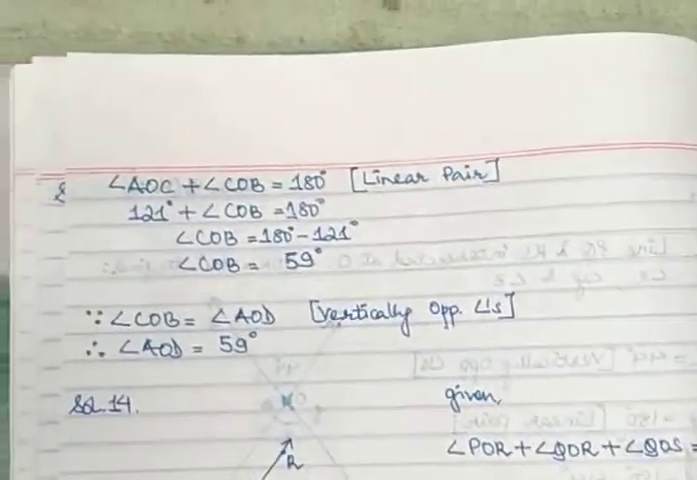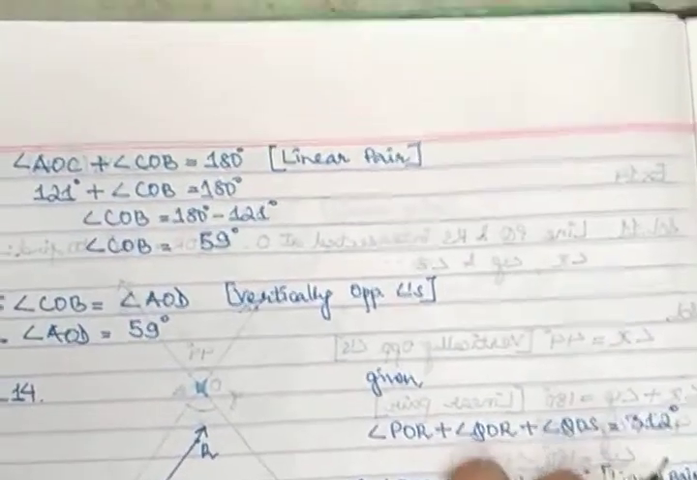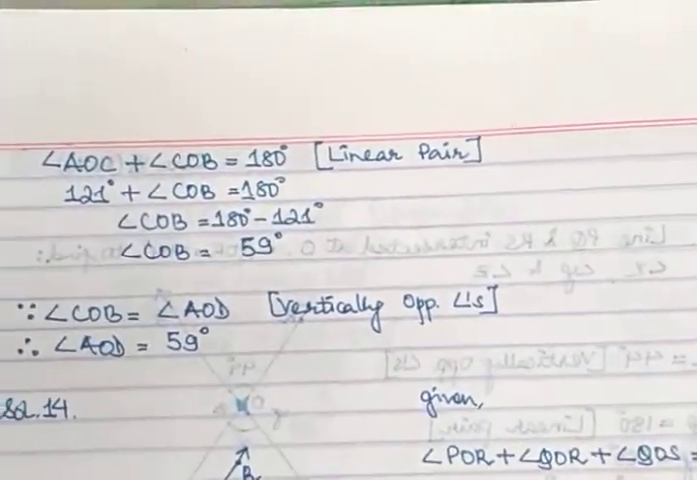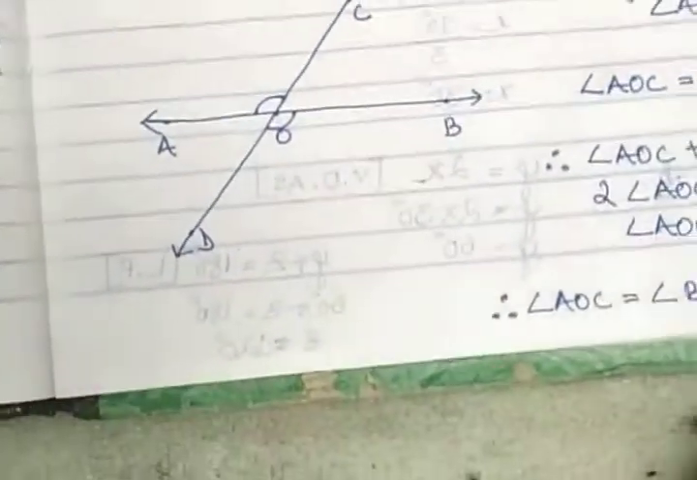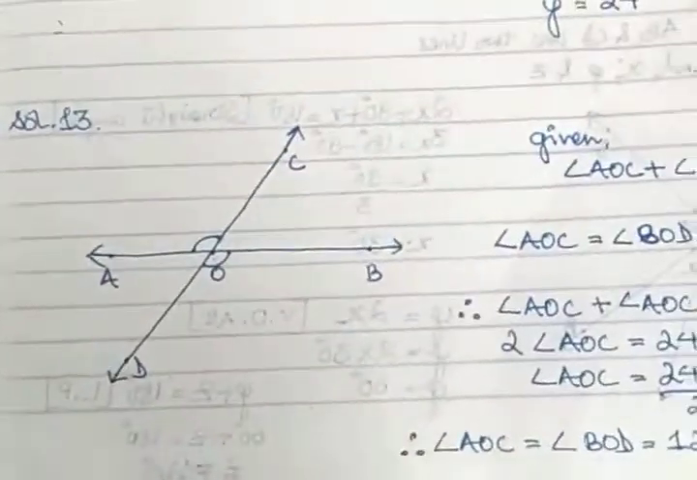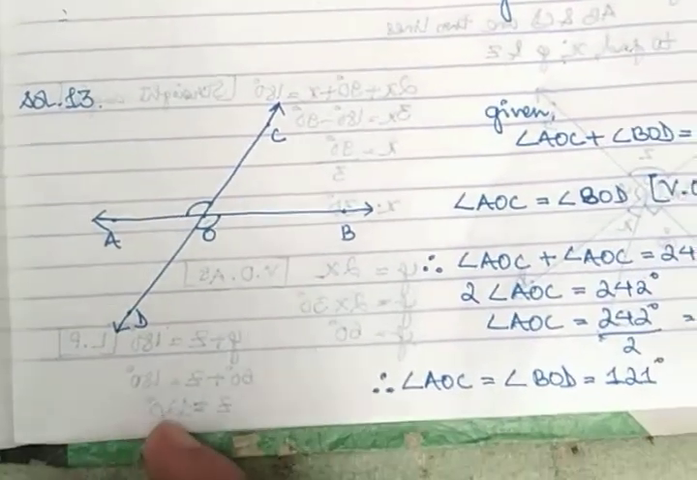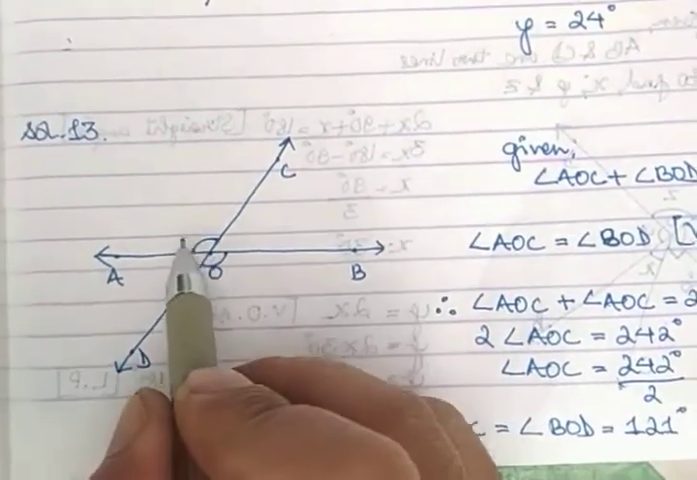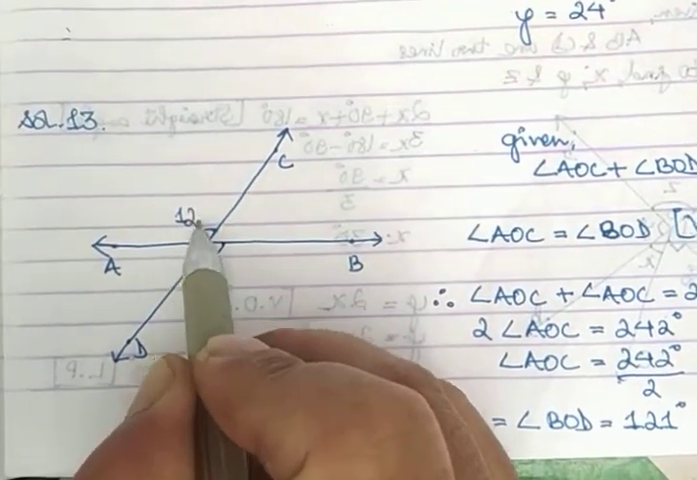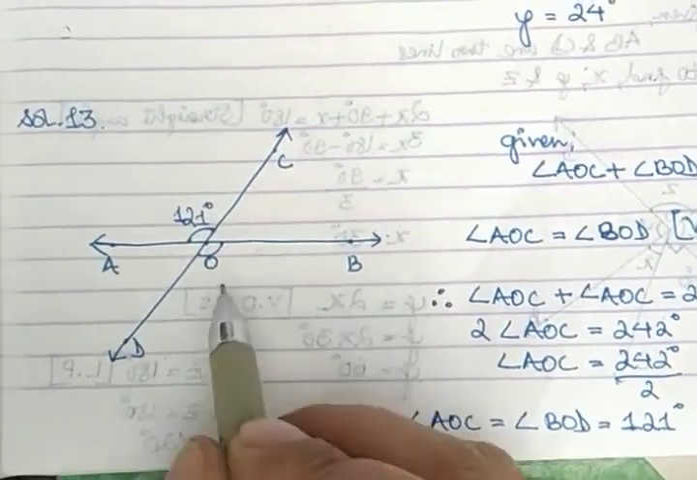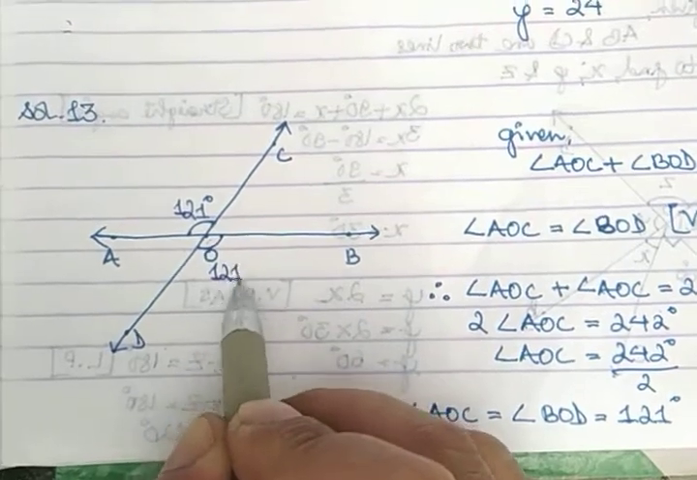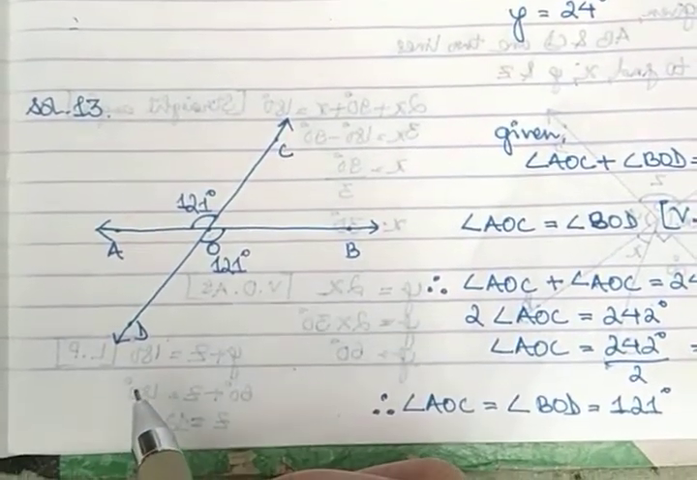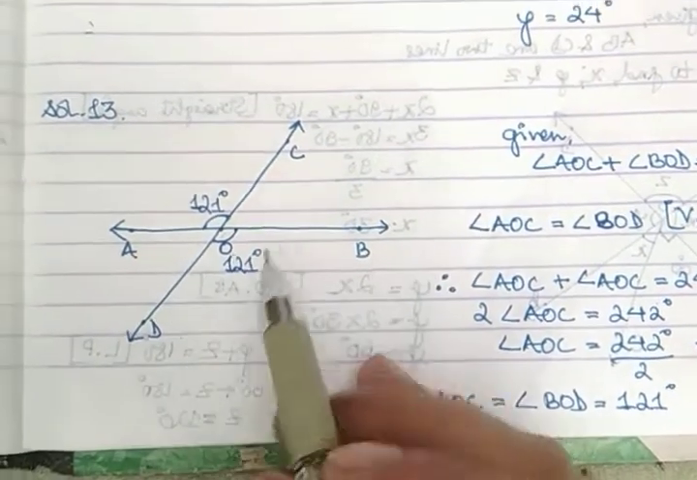Okay, now actually in this one we need to find all the other angles as well, all the 4 angles. So we have got one of the angles. See, from the figure, what we have got so far is 2 angles, angle AOC and BOD. AOC is 121 degrees and angle BOD is 121 degrees. Actually the sum was to find all the 4 angles. Okay, so we got 2 angles.